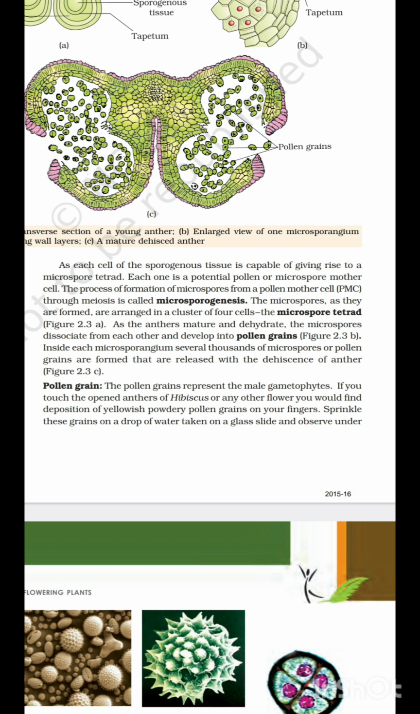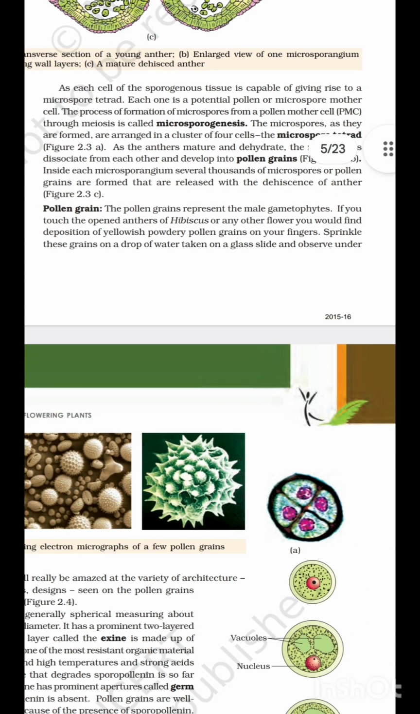Inside each microsporangium, several thousand microspores or pollen grains are present, and they are released with the dehiscence of anther. In that dehiscence process, generally the endothecium layer helps in the dehiscence of the anther and release of the pollen grains to the outside. Then the structure of pollen grain. The pollen grains represent the male gametophyte.